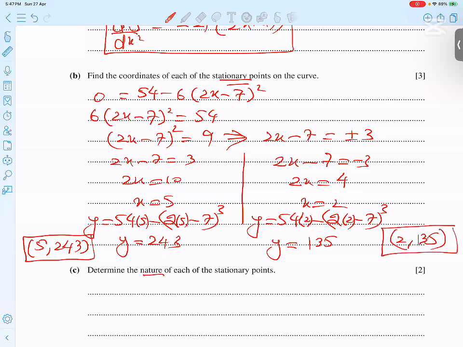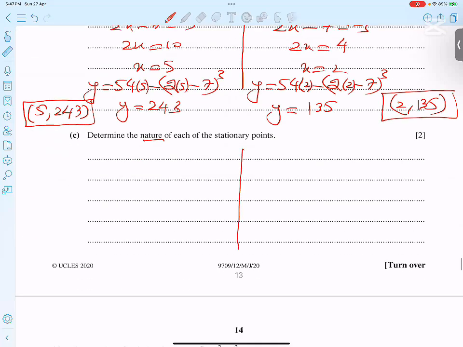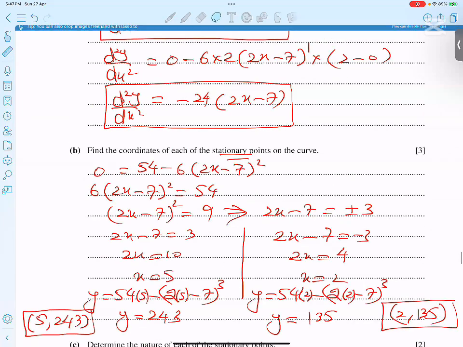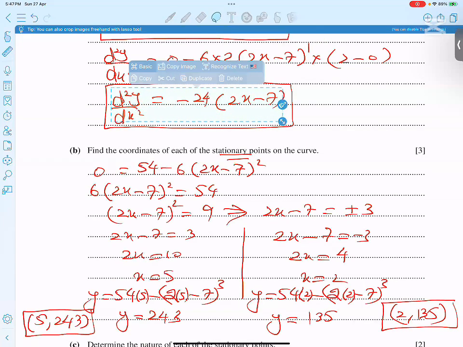Done. He asked for the nature. So what I will do, students, nature for both parts, at x equal to 5 and at x equal to 2. I need the second derivative. So the second derivative, I'll copy paste.